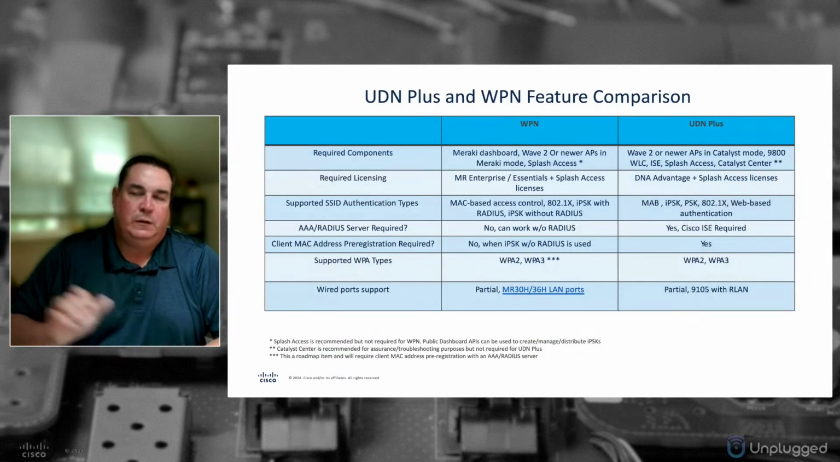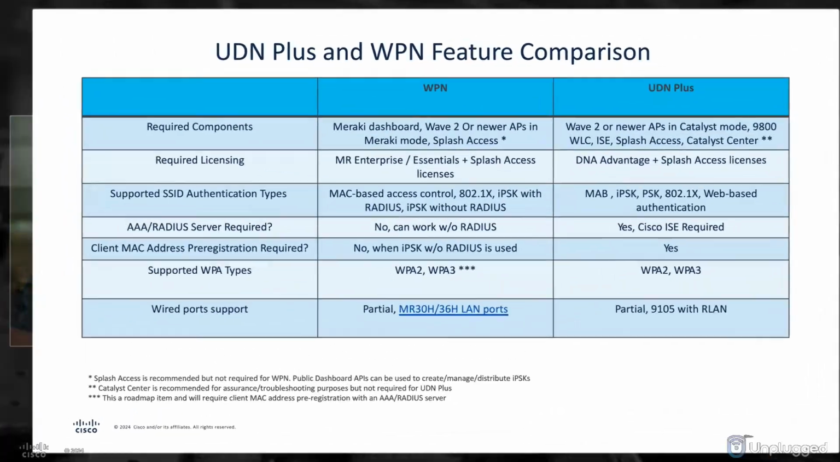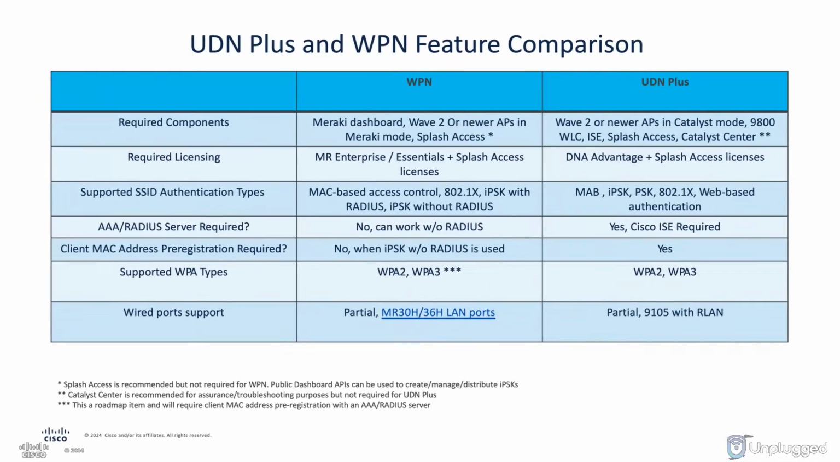As we get into the feature comparison here, I'll go into more details, but I thought this was a good chart to list here. The WPN solution takes into account our Meraki portfolio, so it requires the Meraki dashboard. It's going to have APs in Meraki mode, access to Splash Access, for example, and you can see some of the licensing requirements. One thing to point out with the WPN solution: it does not require RADIUS to work. So if you're looking for a simple, easy way to turn these things up, the WPN solution on the Meraki platform is a great fit.